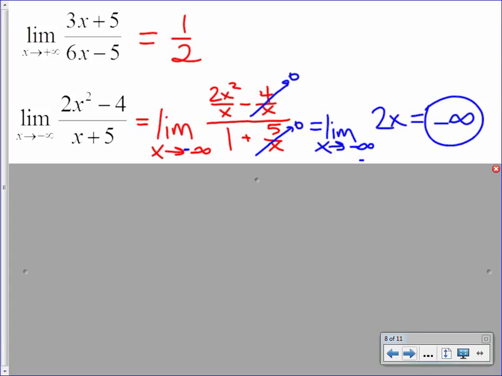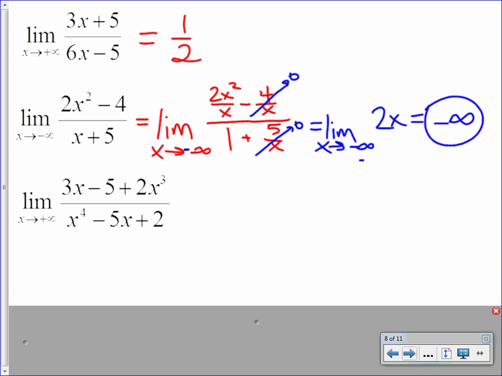All right, let's look at this one. Before you panic, sort it out. We're looking at a limit towards infinity. We have a rational function, so we want to identify the horizontal asymptote. That's all we have to think about.